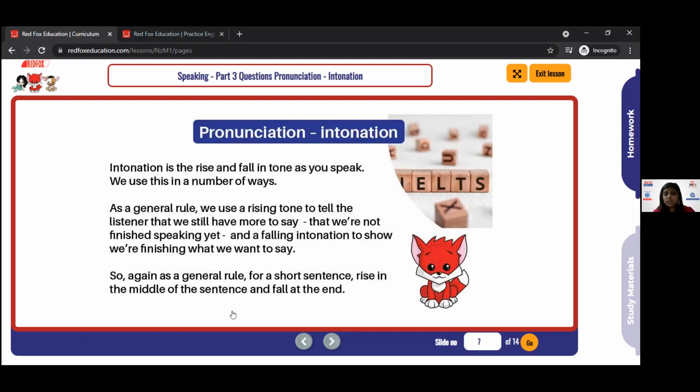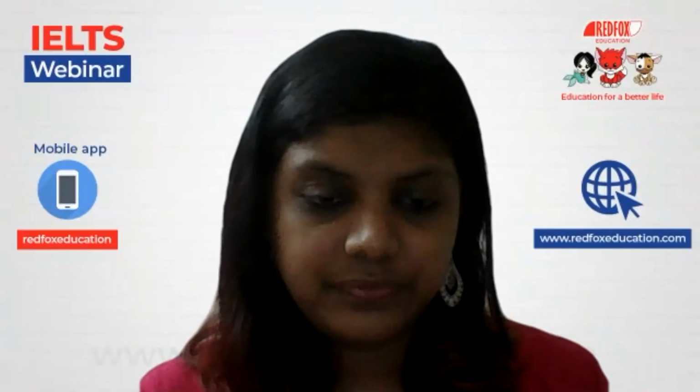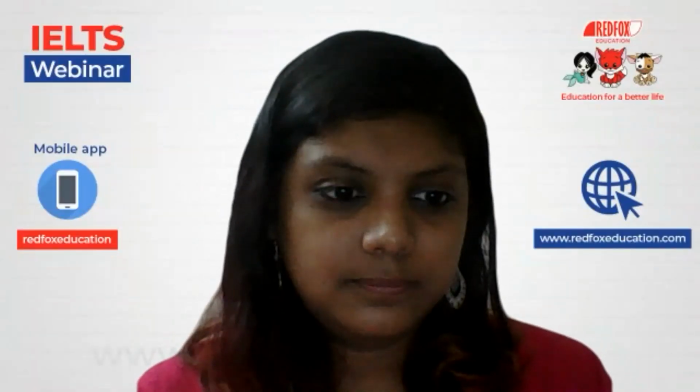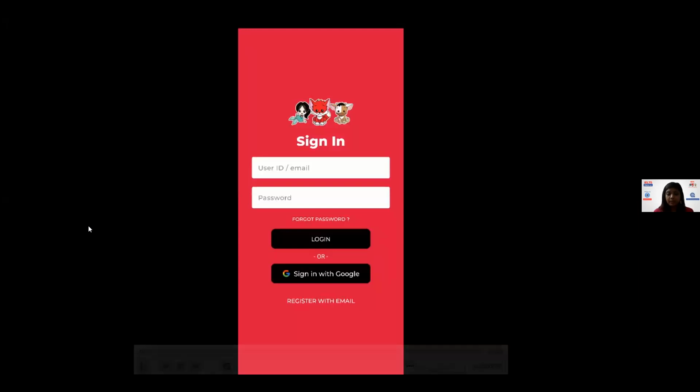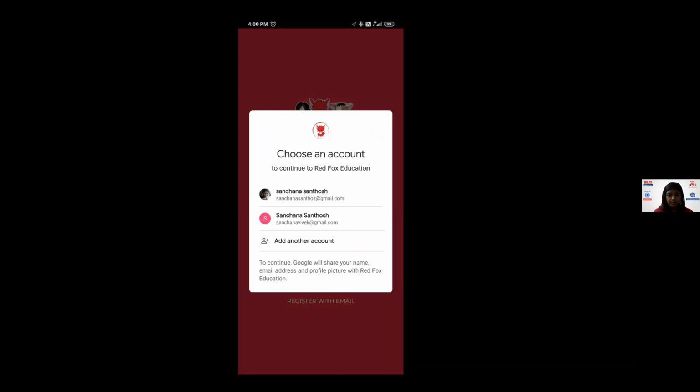And yes, you can study all of the material. Everything is available on our mobile app, and this mobile app is free of cost, and you can access it from anywhere. So this is how the mobile app looks like. Yes, this is how our mobile app looks like, and you'll have to log in with your email ID or maybe your phone number.